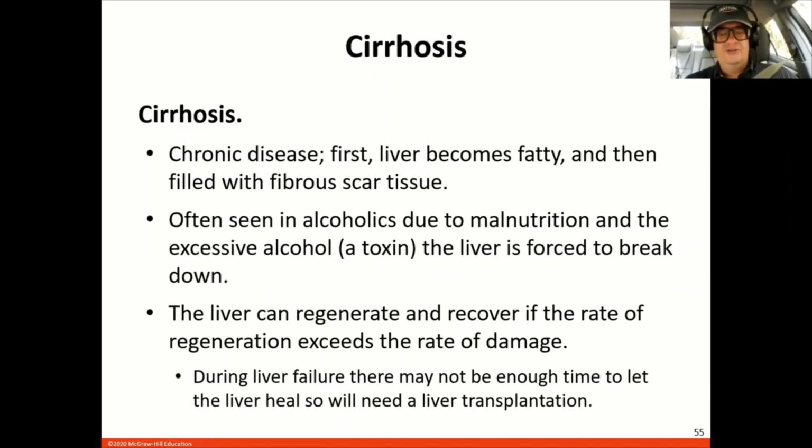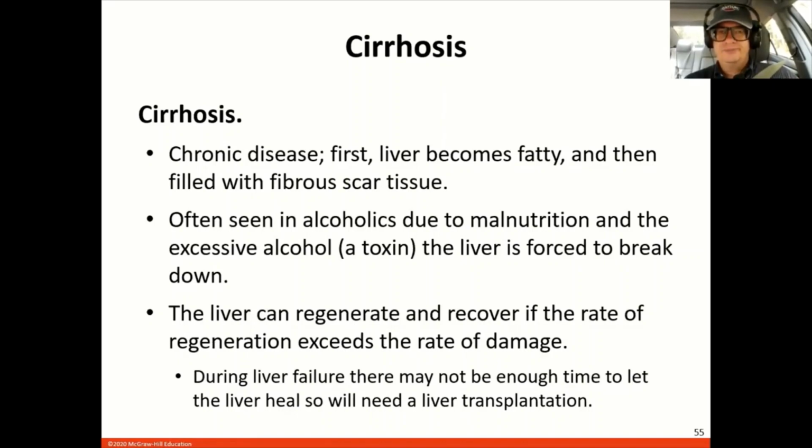Cirrhosis is when the liver fills up with fat and then with scar tissue instead of those nice filtering hepatocytes that do their job. They say it's often seen in alcoholics due to malnutrition and the excess of alcohol, which is a toxin the liver is forced to break down. Yeah, that's 100% legit. Alcohol is a toxin, and the only reason it doesn't do worse things to you is because it gets broken down before it can do too much damage.